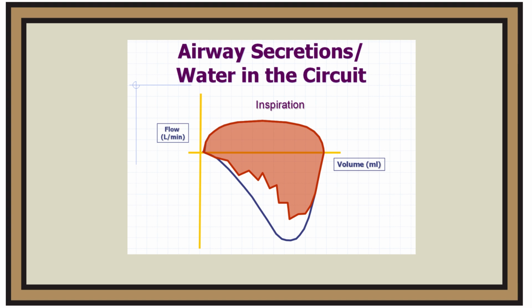The presence of secretions in the large airways, as well as excessive fluid condensation in the ventilator circuit, appears as a distinctive pattern in the flow volume loop known as sawtooth, which occurs mostly on the expiratory component of the curve. If the situation is not corrected, this pattern will also appear on the inspiratory curve.